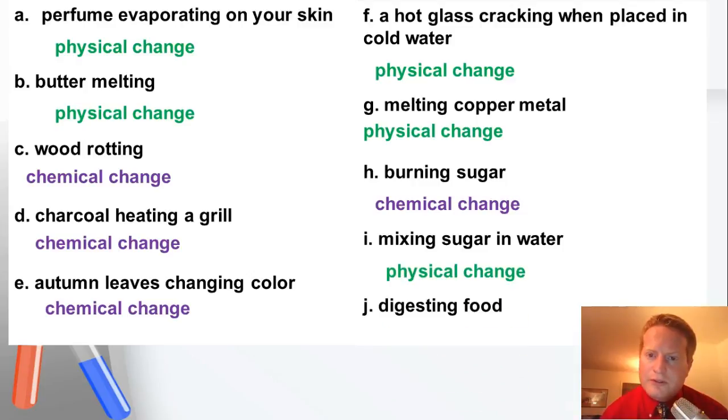Mixing sugar and water. This is a tough one, but this is a physical change. Now think about why that is a physical change that you're mixing sugar and water. That's dissolving, right? So why is that? And then digesting food. I think we can all agree that once your food goes through your system, it's very different and a whole new substance than when it went in, right? So that's definitely a chemical change.